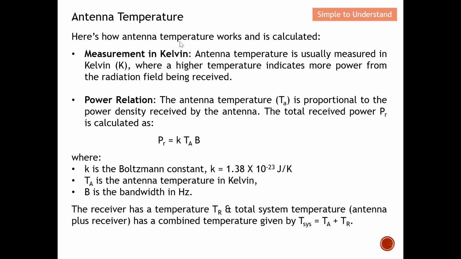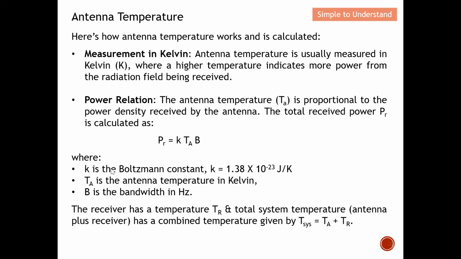Here is how antenna measurement works and how we can easily calculate it. As I mentioned earlier, for antenna temperature we use Kelvin instead of degrees Celsius. A higher temperature indicates more power from the radiation field being received. As for the power relationship, the antenna temperature, denoted by TA, is proportional to the power density received by the antenna. The total received power can be easily calculated with this equation here.